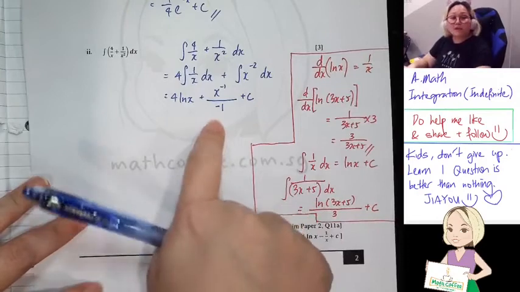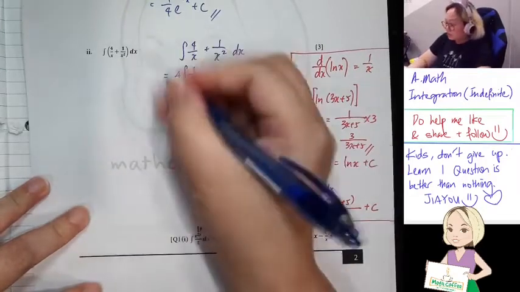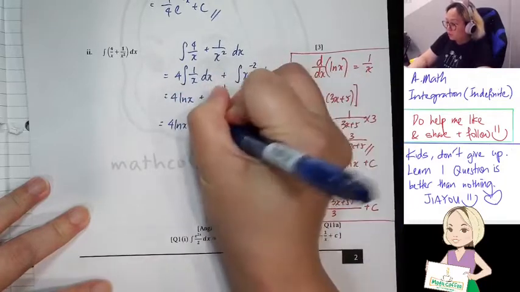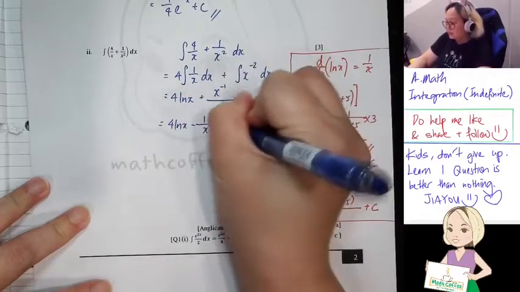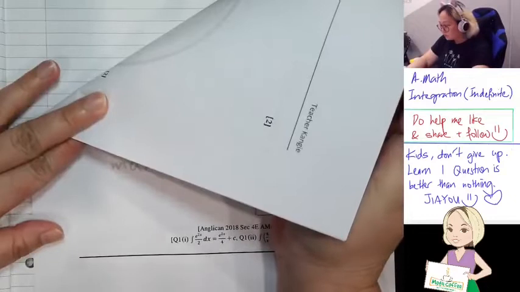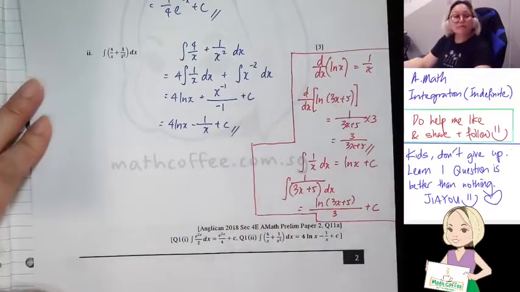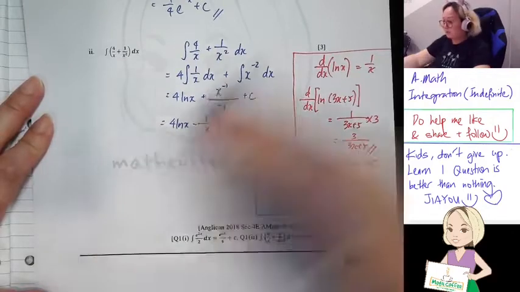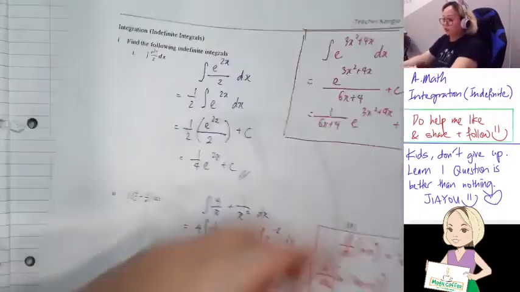Then you cannot leave it in this form. You need to simplify this. So you will get 4 ln x minus 1 over x plus c. Done. This is how you do integration for this question. Okay, let's move on to the next question.